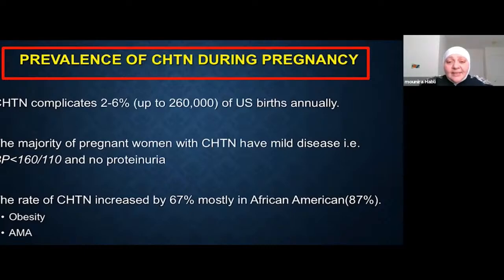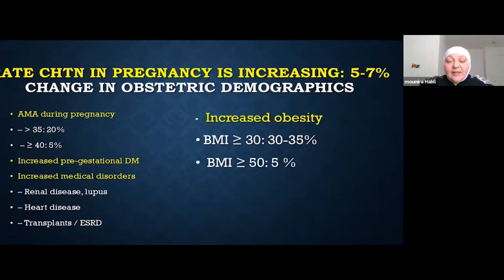The majority of pregnant women with chronic hypertension have mild disease, which is defined as blood pressure less than 160/110 and no proteinuria. The rate of chronic hypertension over time increased by 67%, mostly in African Americans, who constitute about 87% of all chronic hypertension, secondary to obesity and advanced maternal age. The demographics in obstetrics have changed the rate from 2 to 6% to almost 7 to 10% or even higher now.